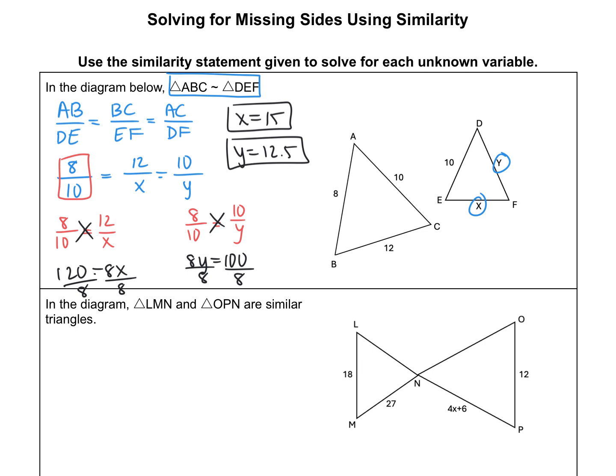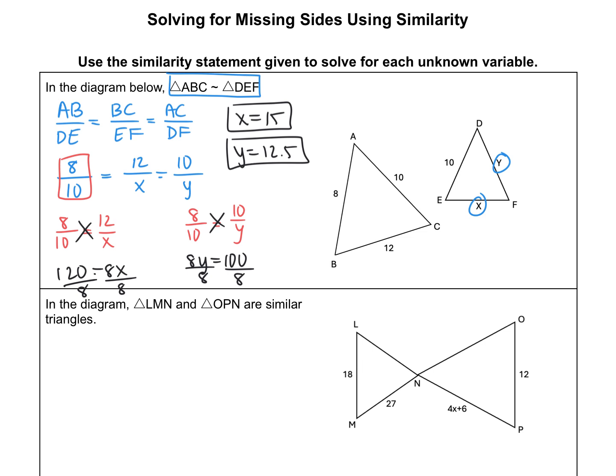Can anybody think of a reason why I might suggest that you don't simplify the 8 out of 10? Besides that I'm being lazy? What could go wrong? If you simplify wrong, do we see that we would find x and y wrong then?